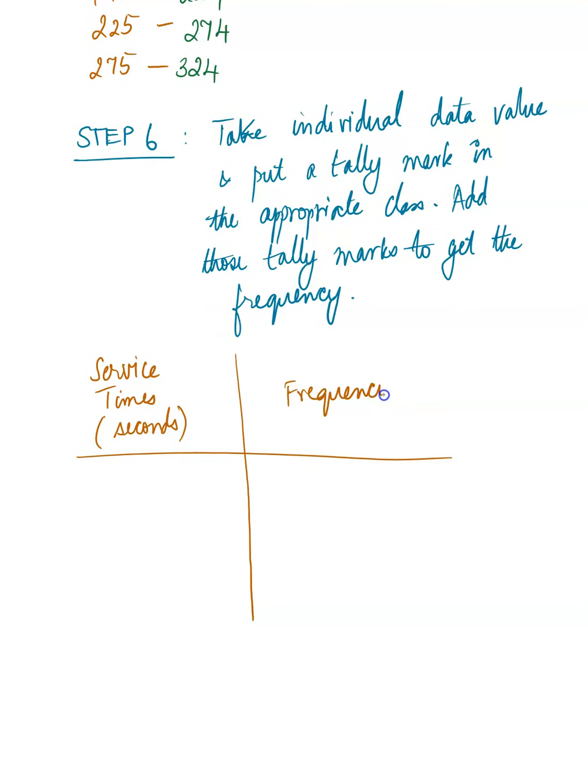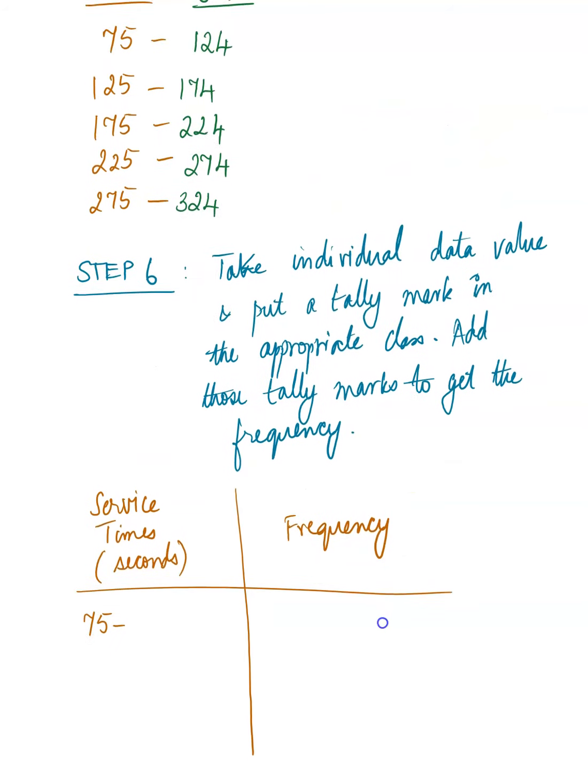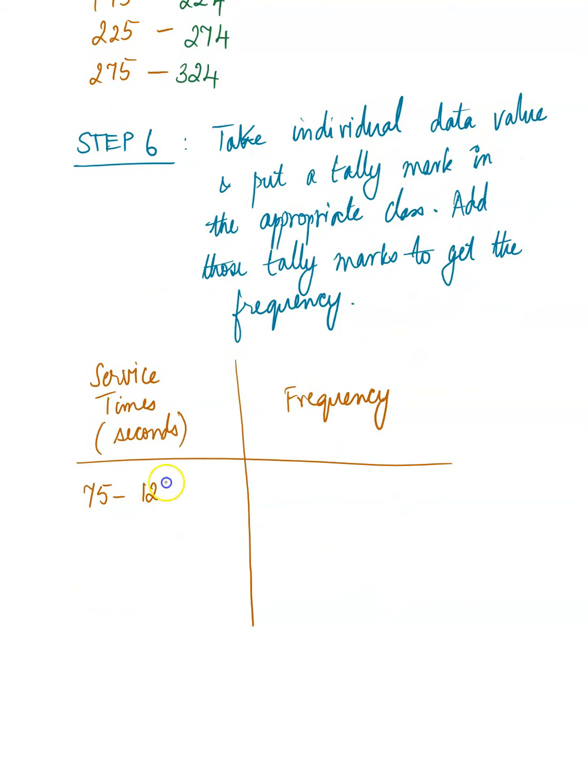It's a frequency table, so the column is called frequency. So now we have 75 to 124, 125 to 174, 175 to 224, 225 to 274, 275 to 324.